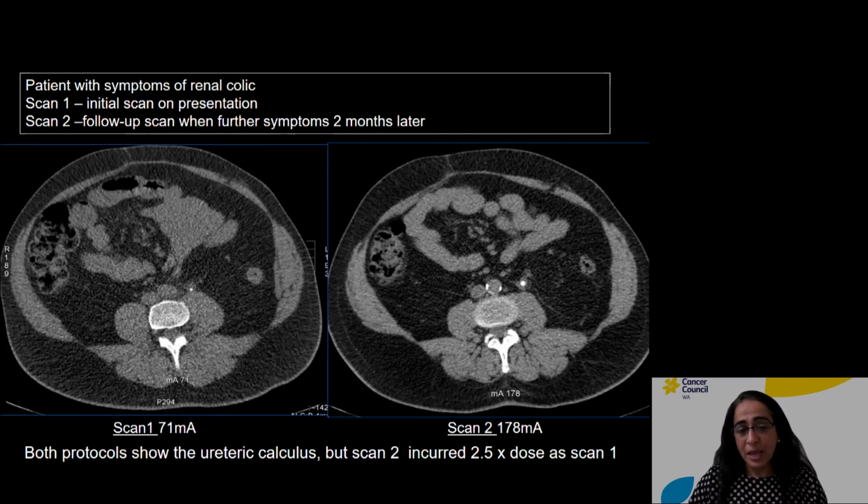The answer is the same, but on the scan on the right, we have subjected the patient to 2.5 times the dose of a low-dose renal colic study. So better imaging does not always translate into better outcomes.